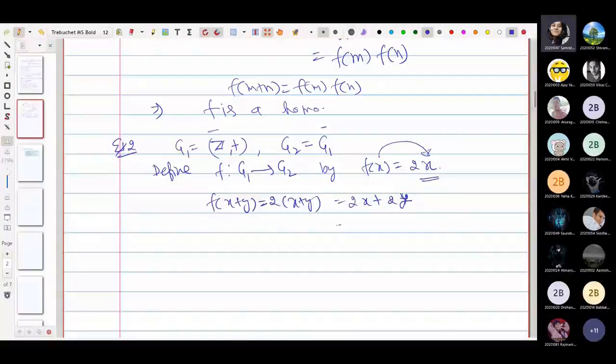So how can we write this? We can write this as f(x) and then this as f(y). So here is the addition, and here also we are using addition because both are groups.